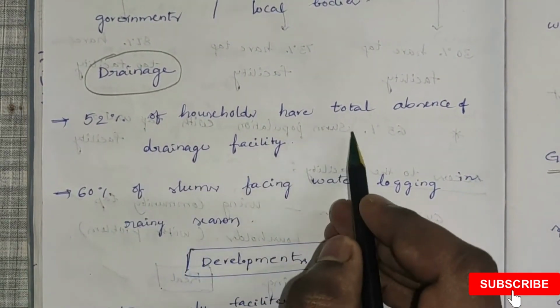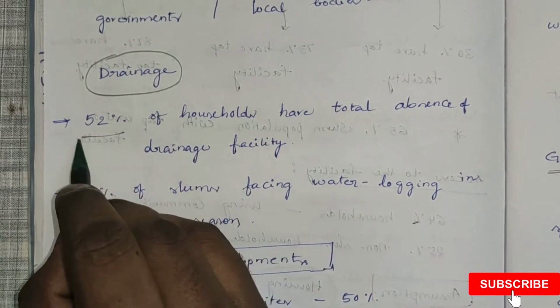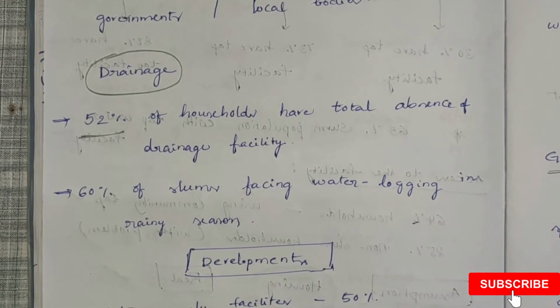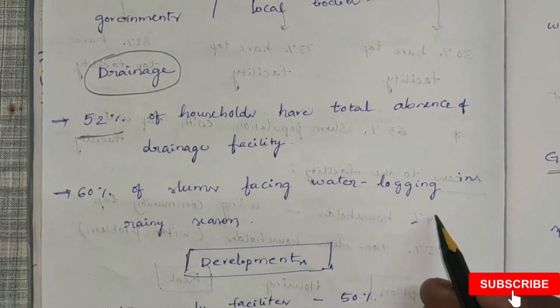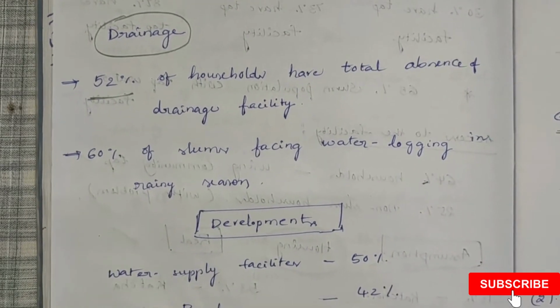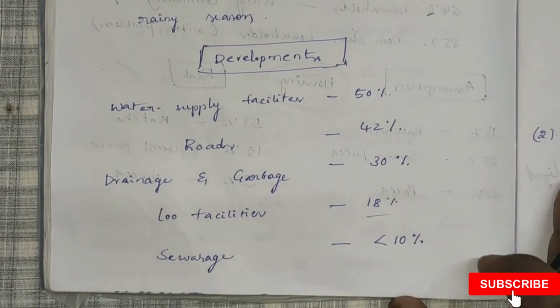Let's see, coming to the drainage sector. 52% of households have a total absence of drainage facility. Almost more than 50% of households don't have any drainage facility near their slums. 60% of slums face water logging in rainy season. Generally, in rainy season, most of the slums will be waterlogged. We see it in regular news, right?